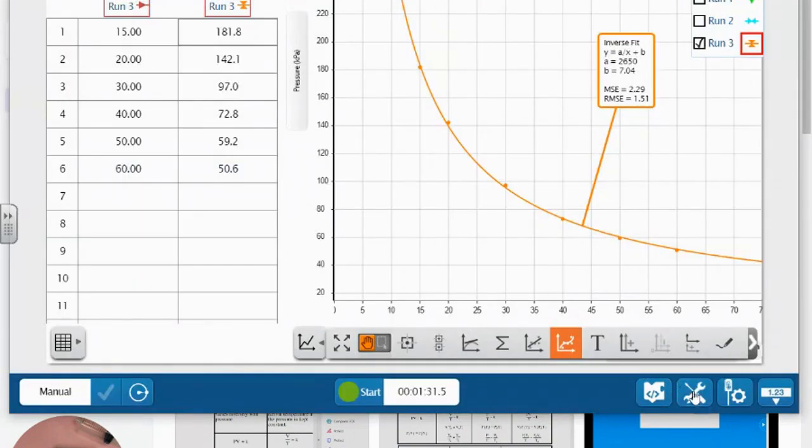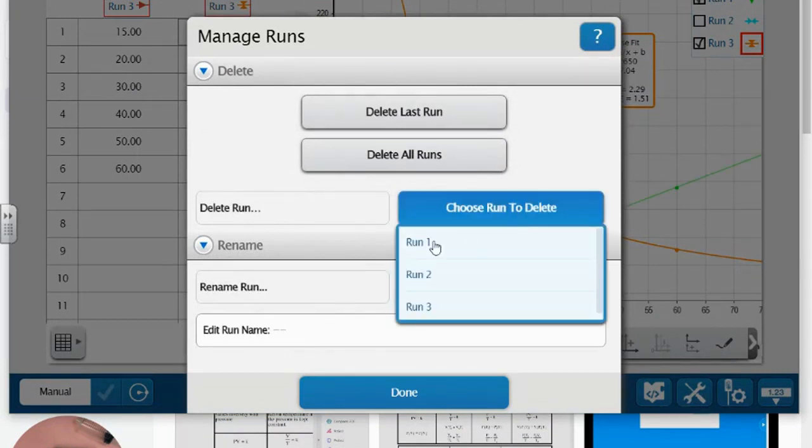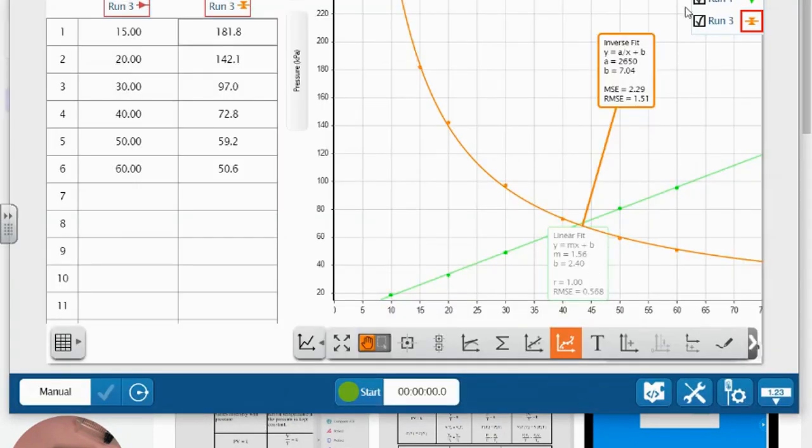And what I'm going to do is I'm going to manage the runs here. I'm going to choose a run to delete. It's going to be run 2. Okay, there we go. So now I've got run 1, which is our Avogadro's law, and we've got run 3, which is our Boyle's law. And I think that will probably work for you. Instead of giving you 2 different files, I'm just going to give you this file, and you'll be able to see the data for yourself, and you'll be able to write up your gas law report.